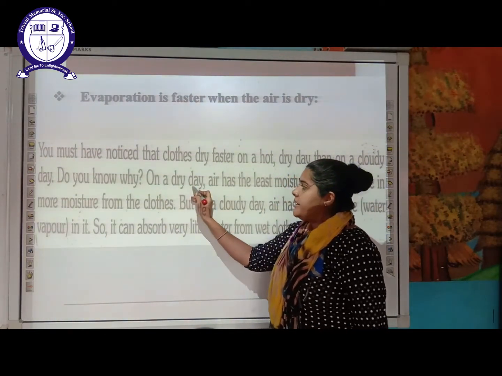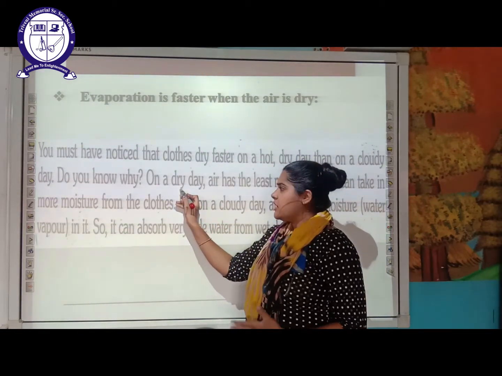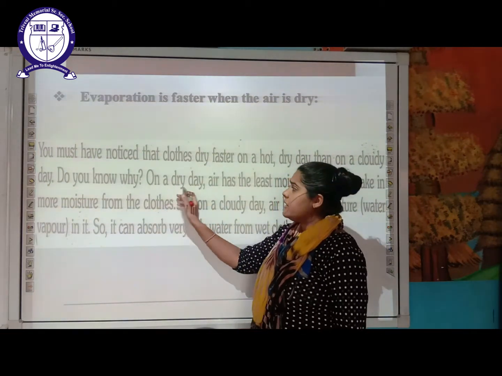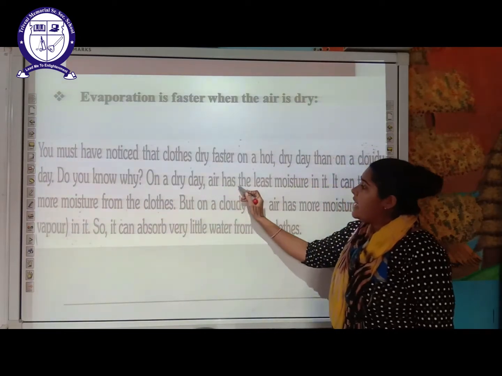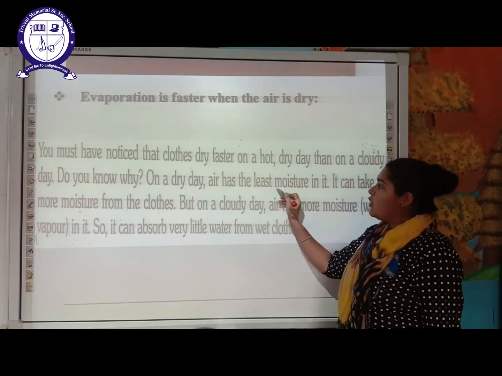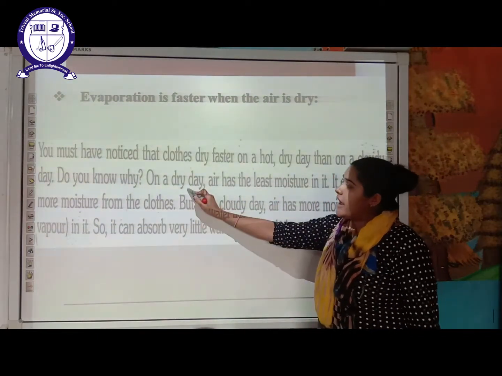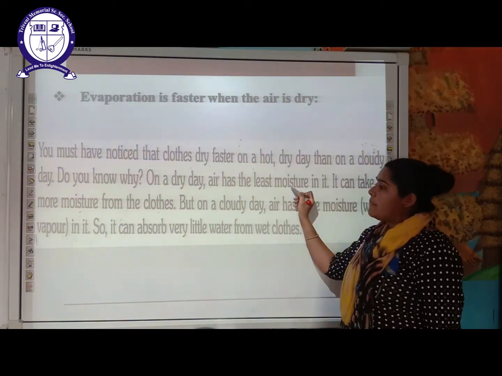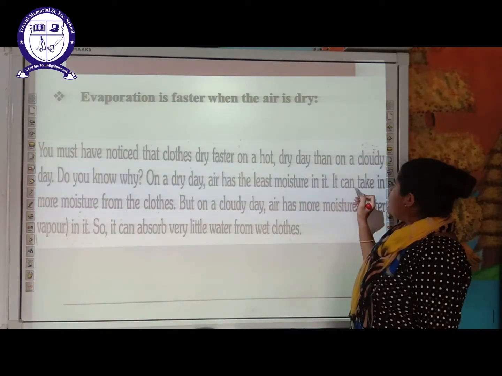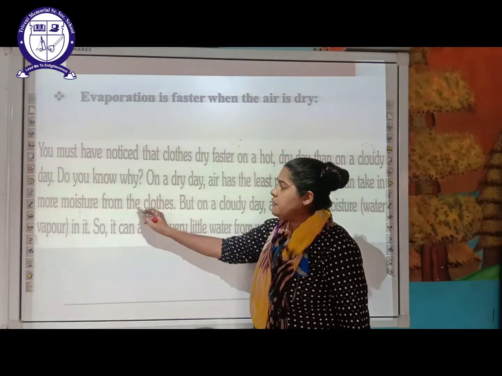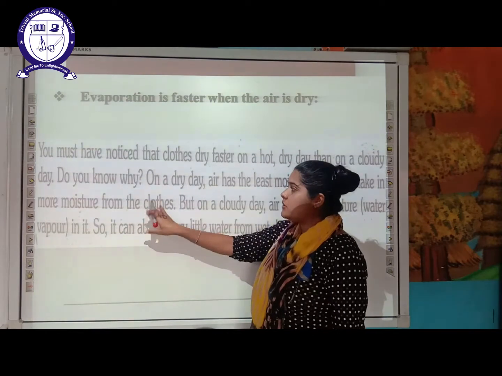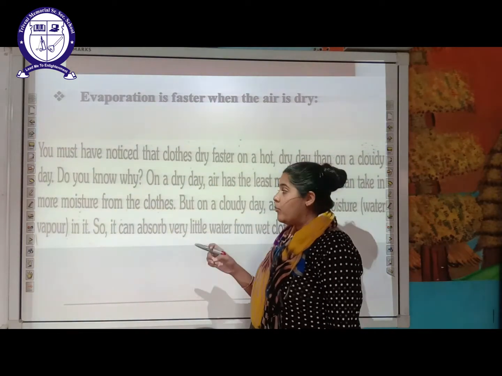Because on a dry day, when the climatic conditions are very hot and it is sunny, the air has the least moisture. Moisture you can say for now is water vapor. So on a dry day, the air has less water vapor in it, so it can take in more moisture from the clothes. From the wet clothes, the dry air is going to take more moisture.